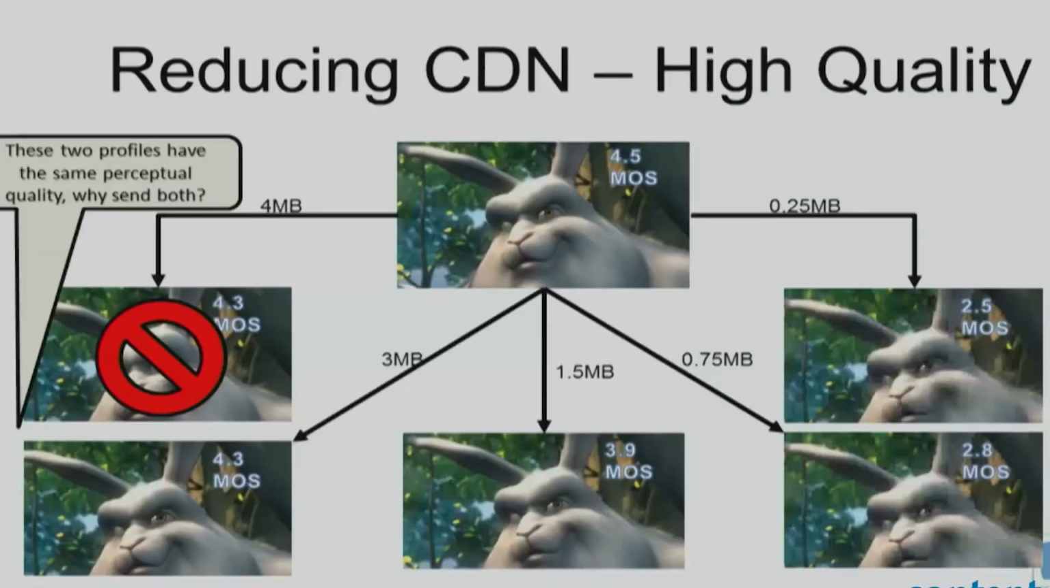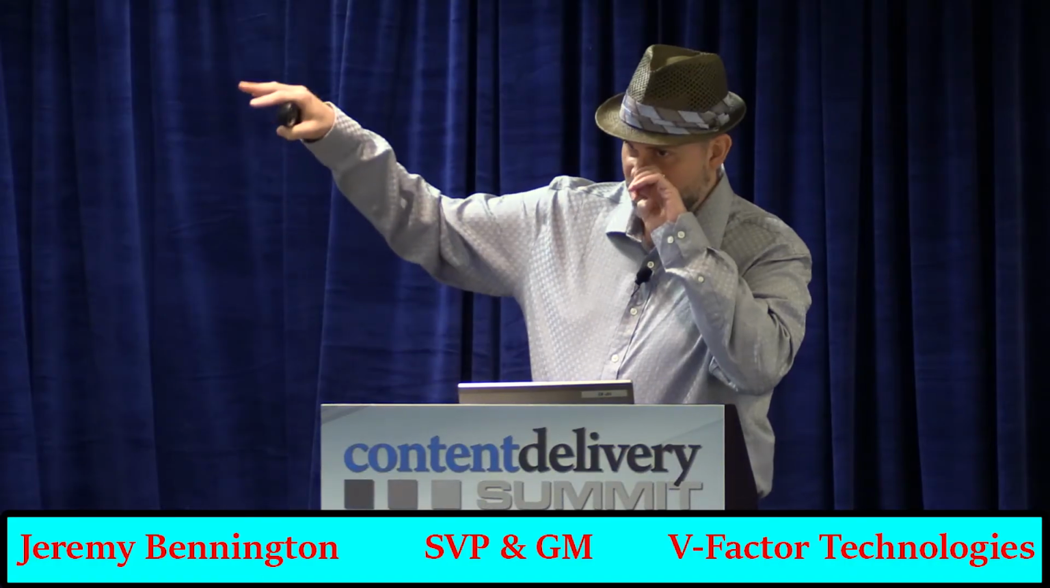So what do you do? You prune it out. So this is not at the client side. This is way back, when you're doing your encoding and you're populating your manifest files and you're doing your segmentation and population of the CDN. You say, wait a minute, I've got two profiles here that have the same user experience. So I'm not going to transmit one of them.